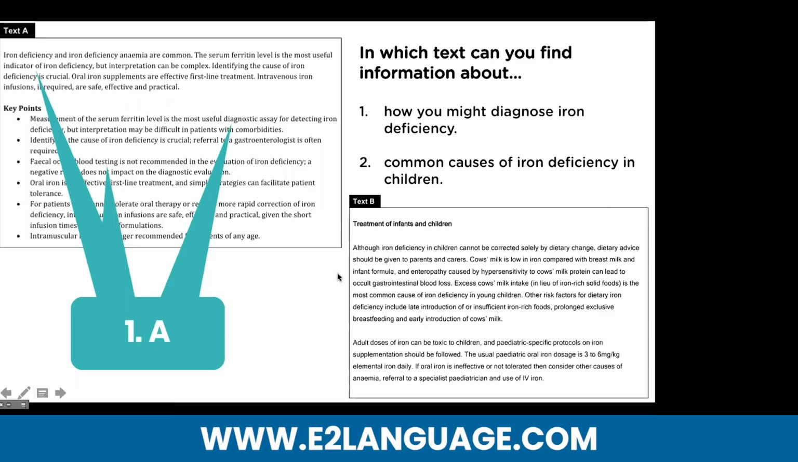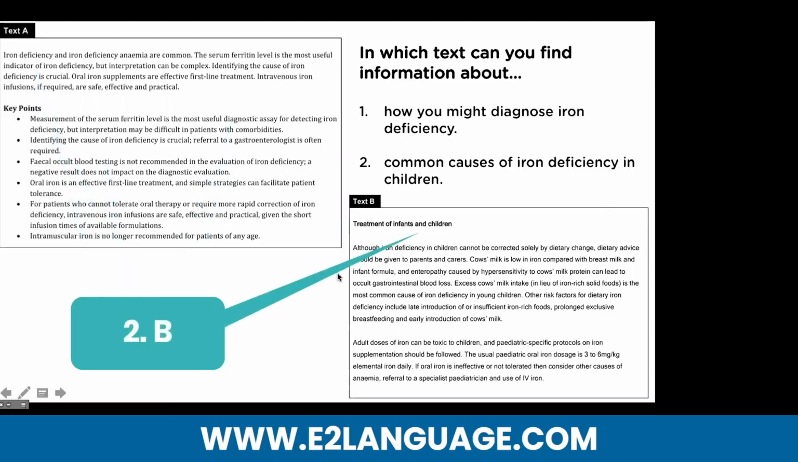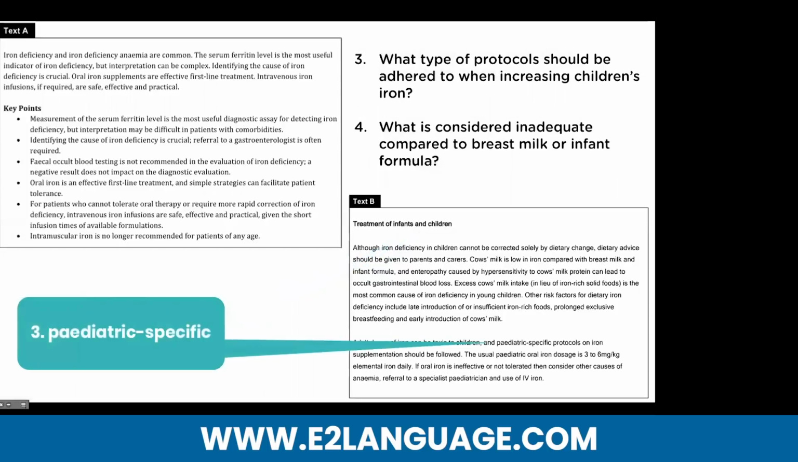Now, number 2 is dead simple. It's common causes of iron deficiency in children. It actually says it in the title there. It also has a number of synonyms for children, like infants. Anything else? Well, it's got other things related to children, like breastfeeding, pediatric. There's all these sorts of vocabulary in there referring to that. So number 2 is B. Simple, right? The matching questions are actually quite simple.